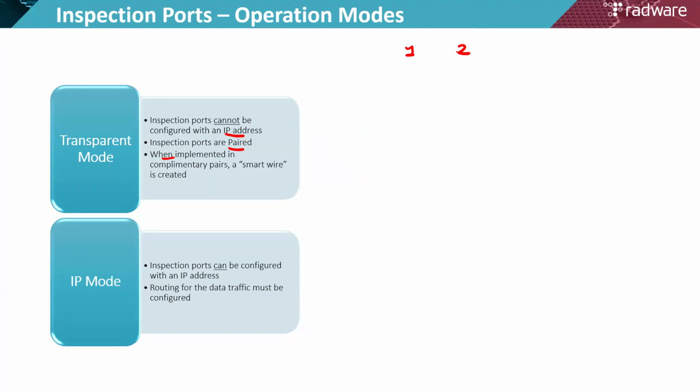Like 1 is associated with 2. That simply means the reverse is also true, that means 2 is associated with 1. 3 is associated with 4, 4 is associated with 3, 5 is associated with 6, 6 is associated with 5, etc. So this is the predefined port pairs, and it is not recommended to change this because it leads to confusion. But if you want to change it, that is also possible.